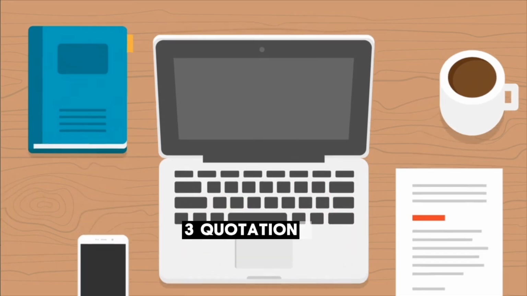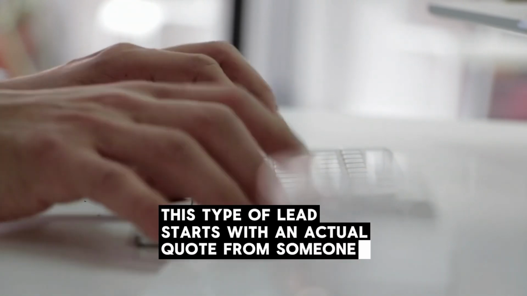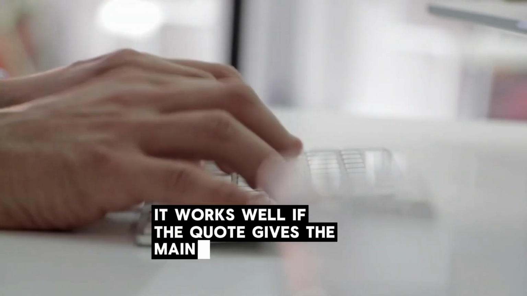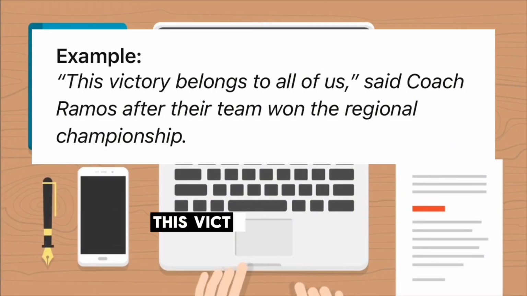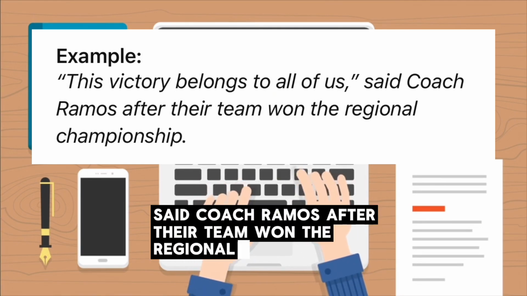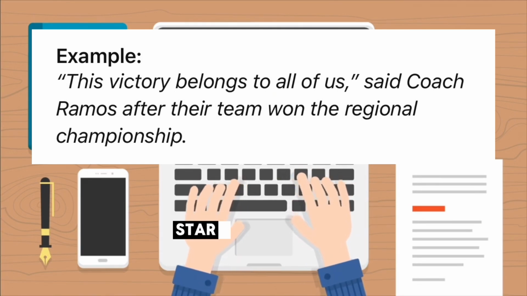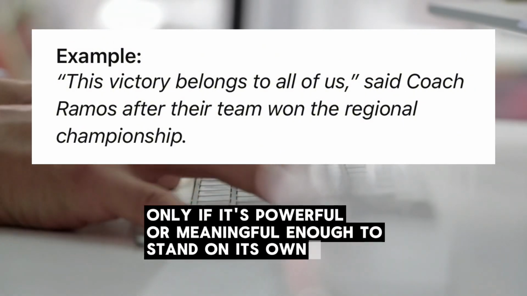3. Quotation lead. This type of lead starts with an actual quote from someone important in the story. It works well if the quote gives the main idea of the article. Example: "This victory belongs to all of us," said Coach Ramos after their team won the regional championship. Start with a quote only if it's powerful or meaningful enough to stand on its own.